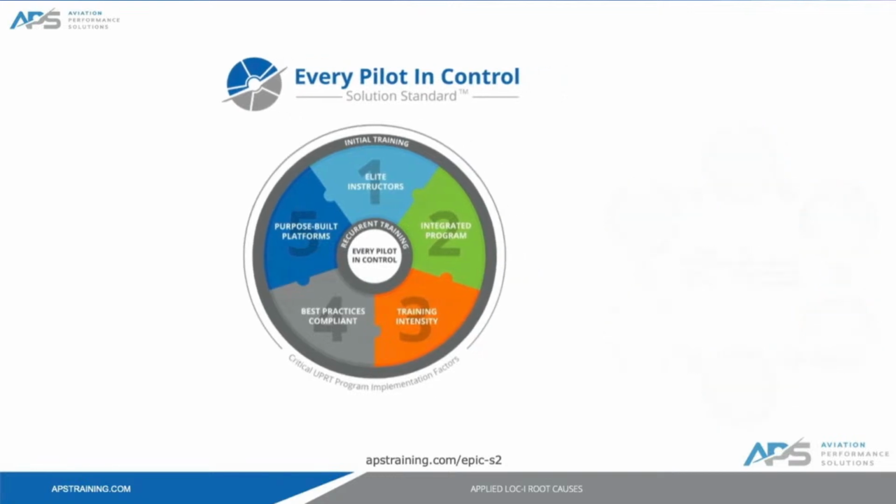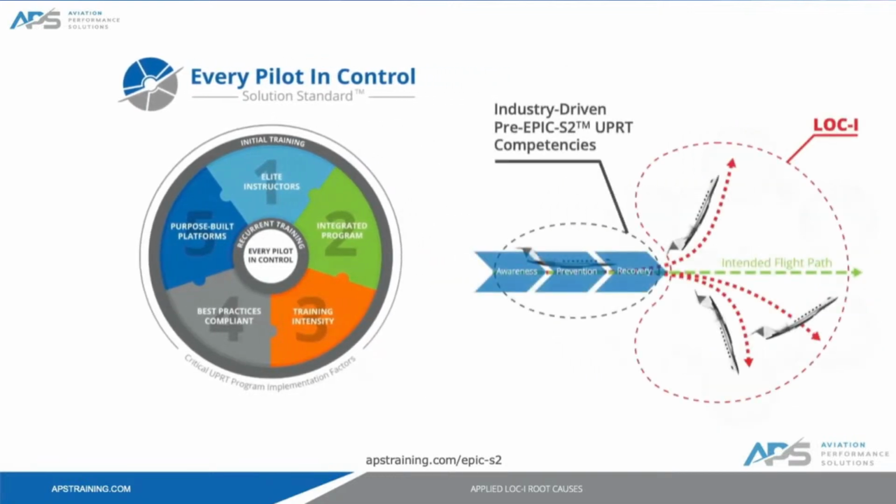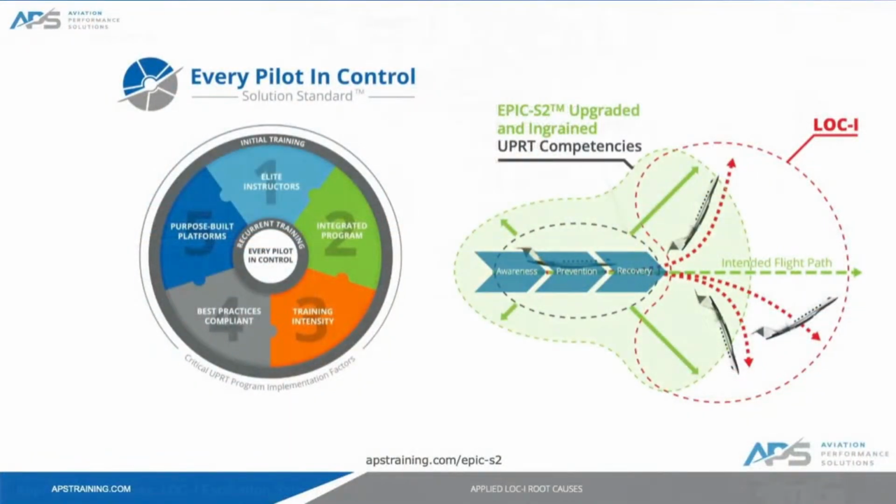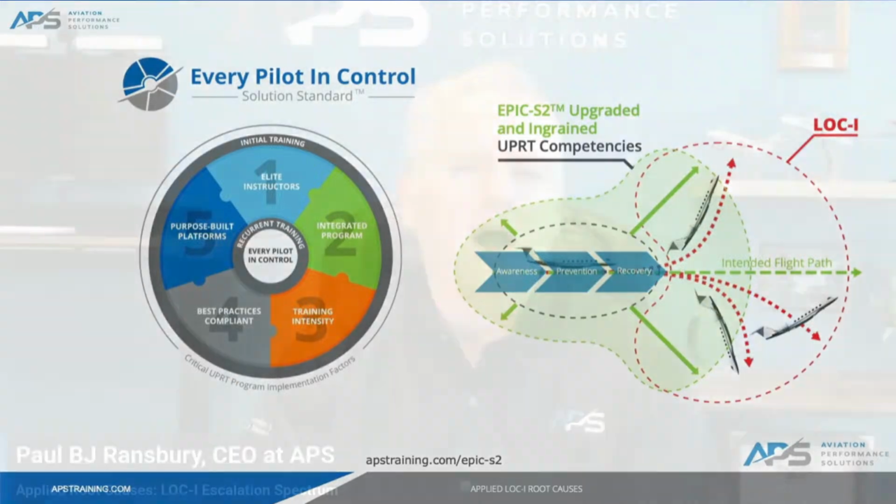So what is the overall outcome? What we're trying to do is taking these existing competencies, you can see those bubbles around awareness, prevention, and recovery, and that dotted bubble of loss of control in flight and where it lives, by doing an Every Pilot Control and Solution EPIC S2 compliant program designed around what, where, and how you operate. The goal is to expand your competencies. And again, UPRT adds multiple layers. It addresses awareness, prevention, and recovery, all the areas that we talked about. So really exciting, folks, to see this.